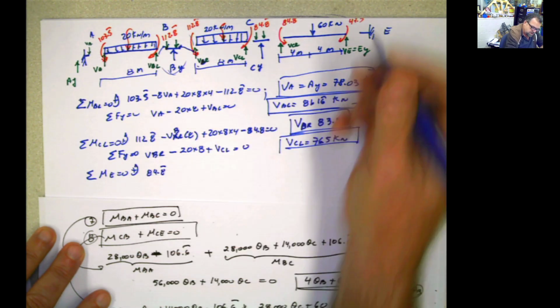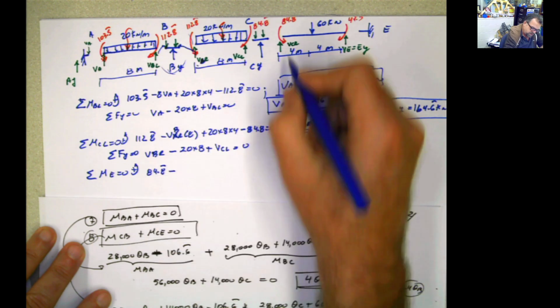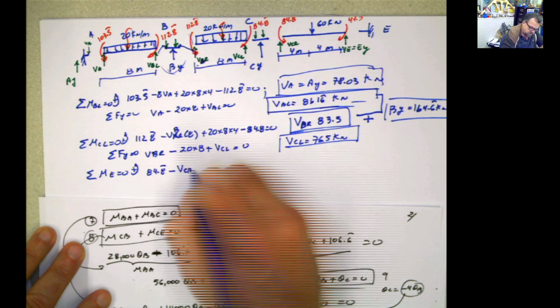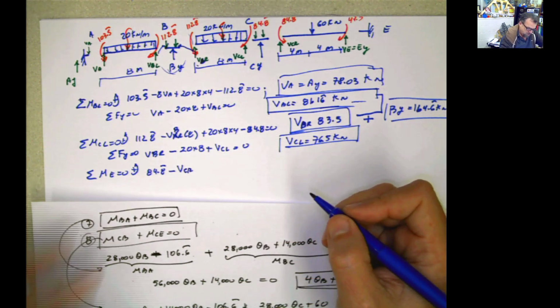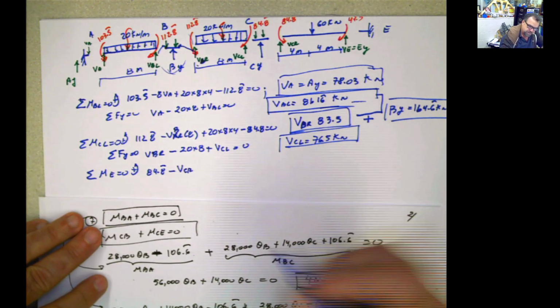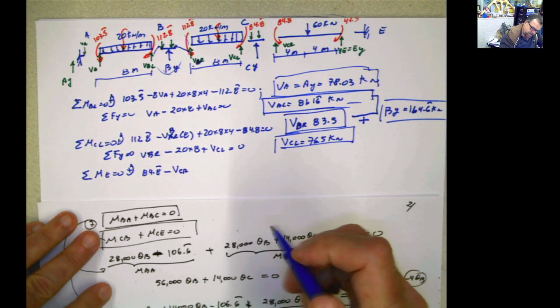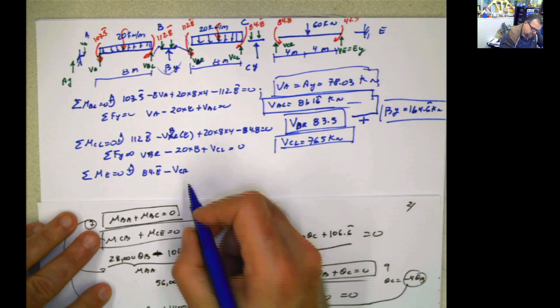84.8 minus VCR. What is a VCR? A VCR is a video system. VHS, Betamax, and that tells you my age.